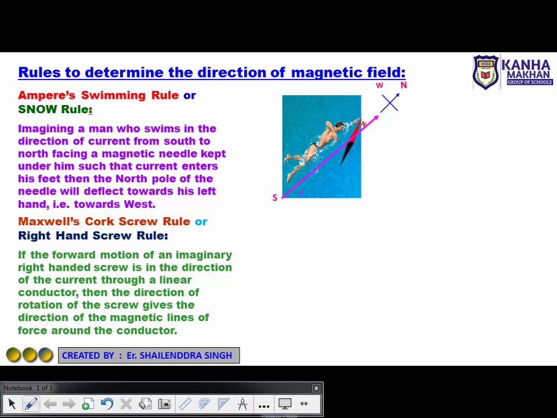But before discussing it, I want to again inform you how you will understand that particular condition. You know very well, his left hand will be moved along this one direction, and the north pole will shift towards the left hand, and that particular direction will indicate the west direction. So it is just known as the SNOW rule, SNOW: South to North, if current is flowing south to north, then your magnetic needle's north pole must be shifted toward the west direction.